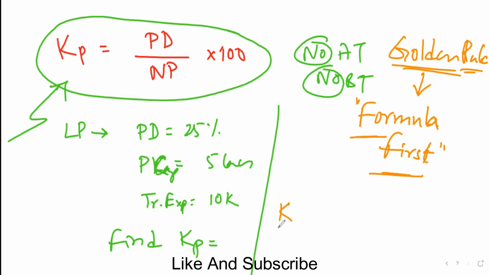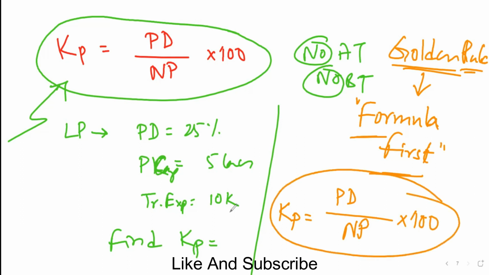What is KP? He is asking KP. KP, what is the formula? PD by NP into 100. That's our formula. So we have to find PD first. PD we have to find in this sum. Okay. Shall I take it to the next page? Okay, sir. Right. We'll go to the next page.